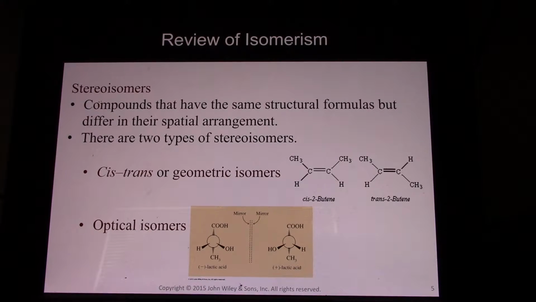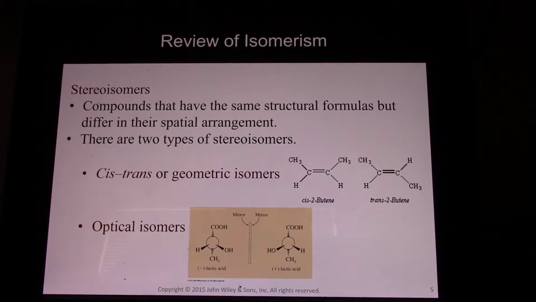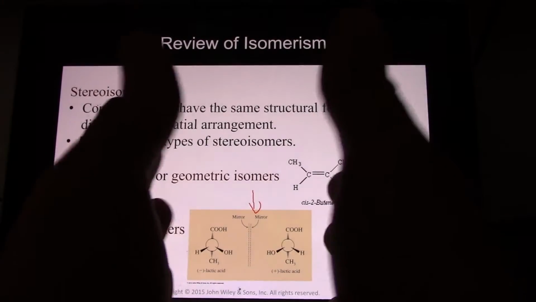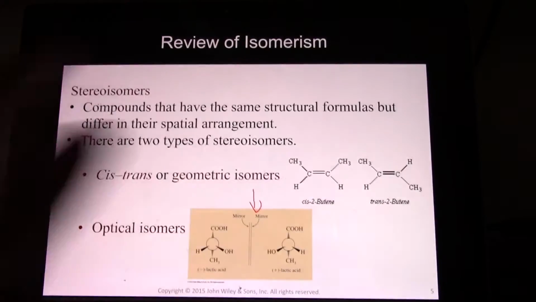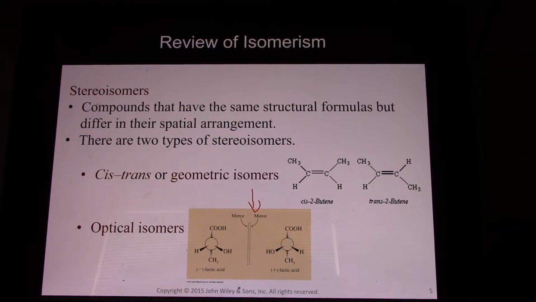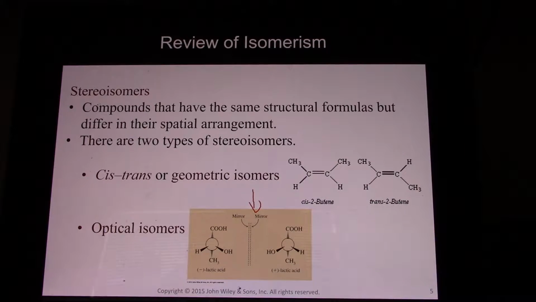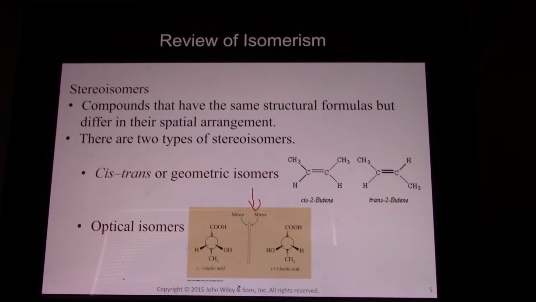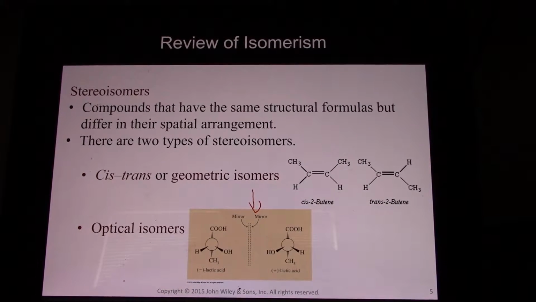Stereoisomers are compounds that have the same structural formulas, but are different in their spatial arrangement. And so there are 2 types, the cis-trans isomers, and then, like I said earlier, the optical isomers, which are mirror images of each other, like your left hand and your right hand. Your hands are mirror images of each other. There's no way I can maneuver my right hand so it exactly fits over my left hand, because if I try to put my right over my left, I see my thumbs on the other side. And so optical isomers are mirror images of each other.